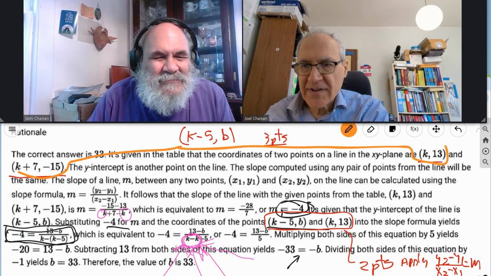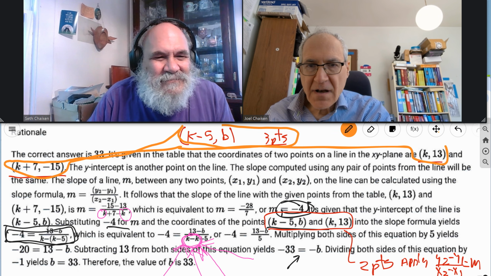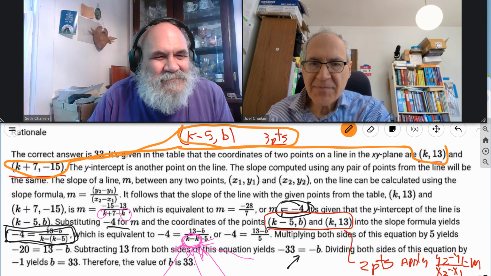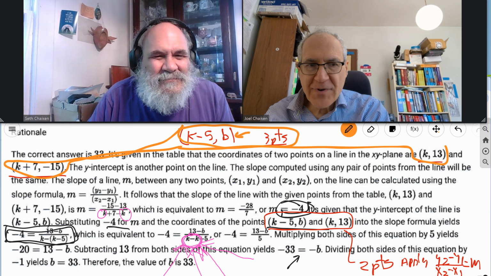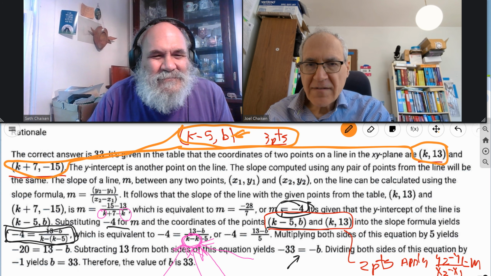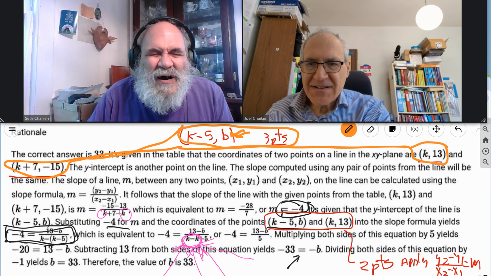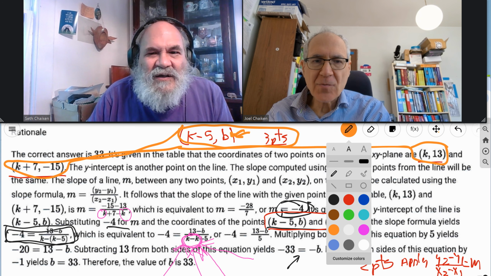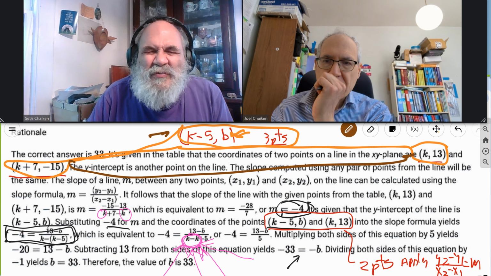If 3 points were given on a line, what is the y-intercept? What is b? Given 3 points that are on a line, what is b? That would be the same question. Yeah. Because if that's the case, you figure out what the slope is. No. They give you 2 points on the line.